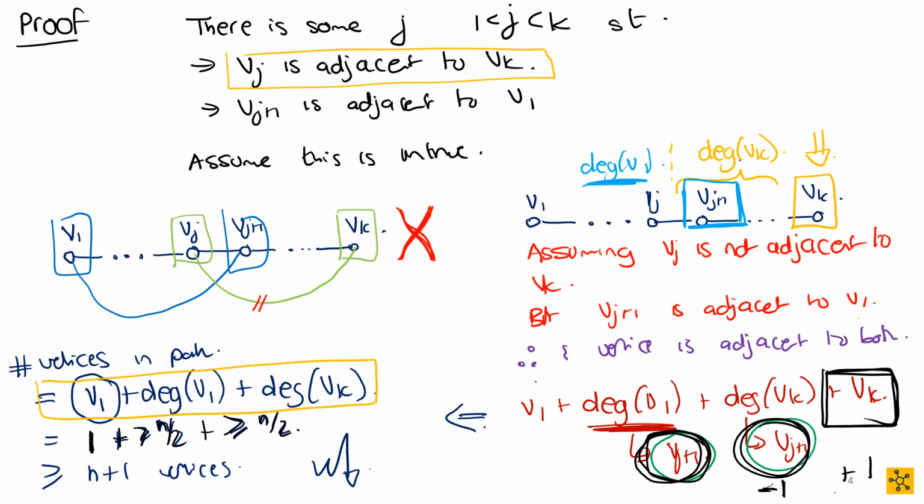What is happening is, when you are looking at the number of vertices in your path, your degree of V1 includes Vj plus 1, and your degree of Vk includes Vj plus 1. So when you work this out, you have to subtract, because your Vj plus 1 is being counted twice. Then you have your minus 1 plus 1, and that gives you a 1, plus greater than or equal to n over 2 plus greater than or equal to n over 2, which gives you n over 2 plus 1 vertices, which is also a contradiction.